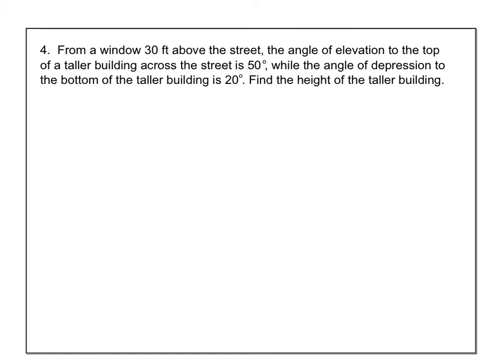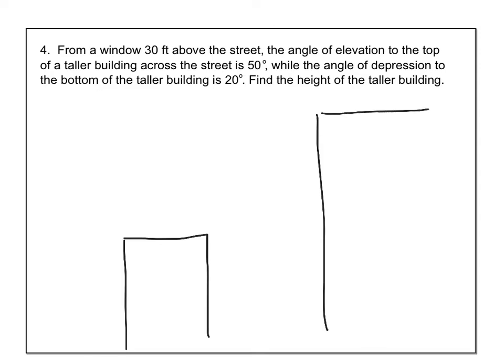So we've got two buildings going on here. I'm going to start by drawing that. And we've got a shorter building, and we've got a taller building. And there is somebody that's in a window looking out to create these angles of elevation. So the first number they gave us is from a window 30 feet above the street. So that is measuring that this right here right now is 30 feet. That's how high up that window is.